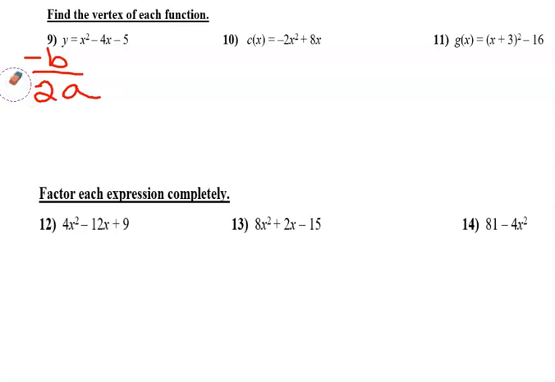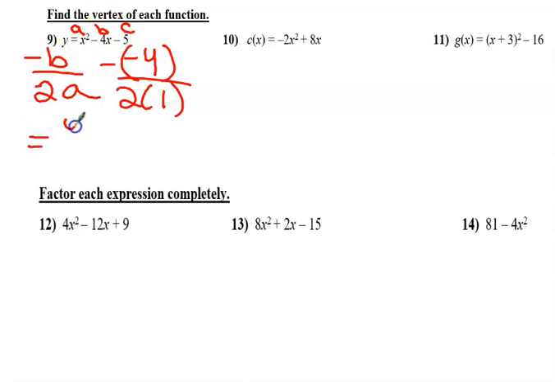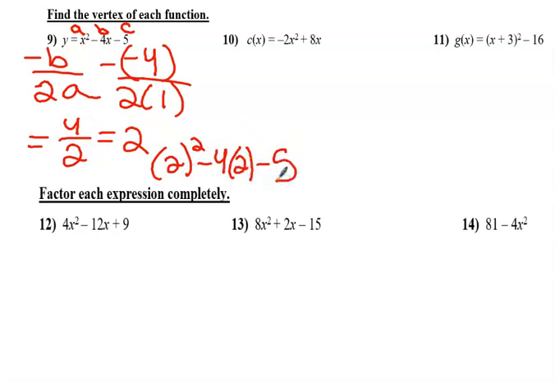It's just a 2 with the tail. So negative 4 over 2 times 1. If there's no a there, you need to know that the a is 1. Okay, so find this answer and then plug it back in. So please practice this. Okay, find the vertex. Number 10, this is a, this is b. Negative b over 2a. Do the process.